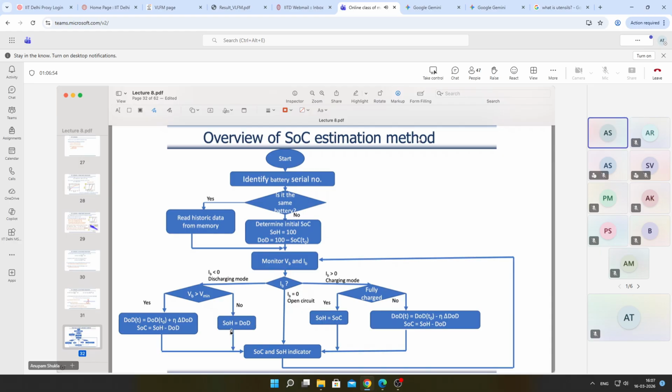It's left as an exercise for you to think about why the state of health of the battery becomes equal to the depth of discharge when the battery is at a voltage equal to the minimum cutoff voltage.